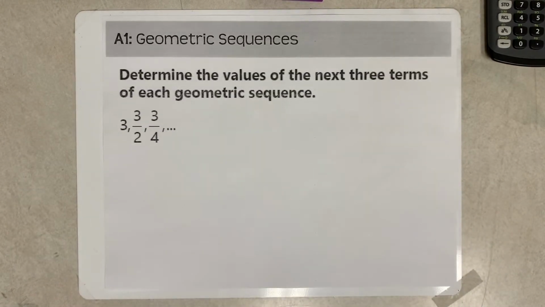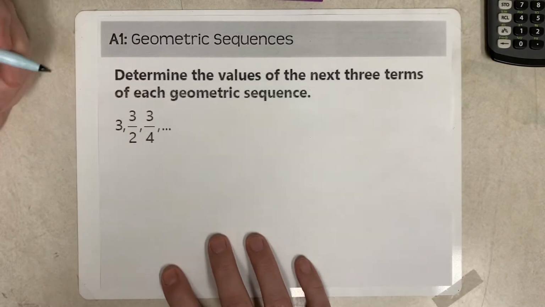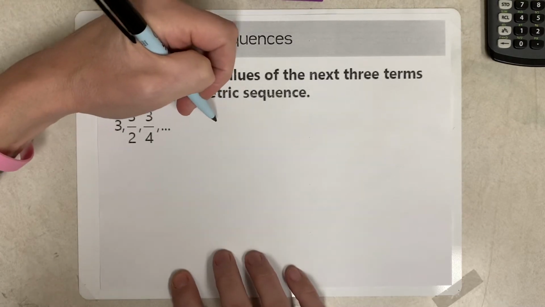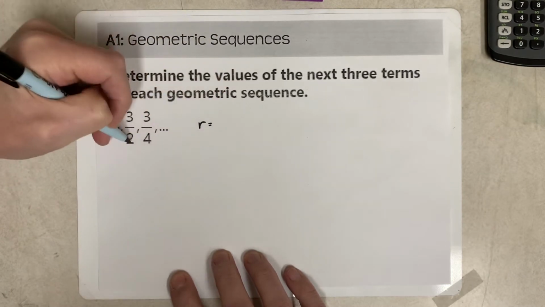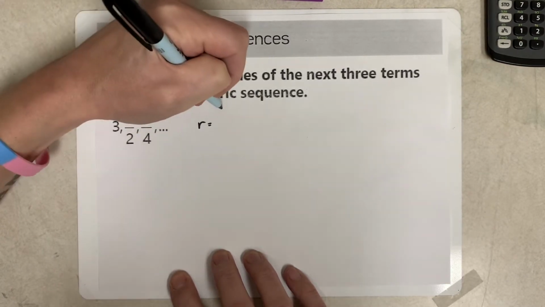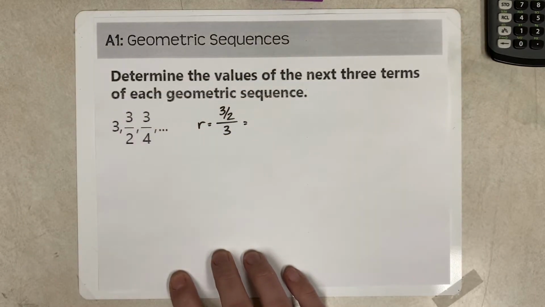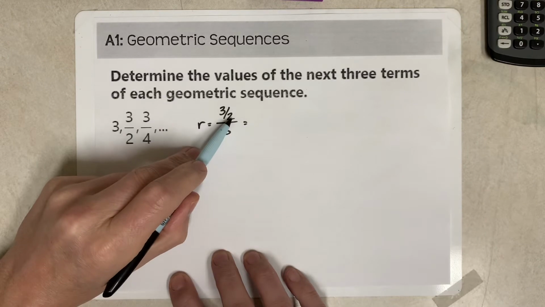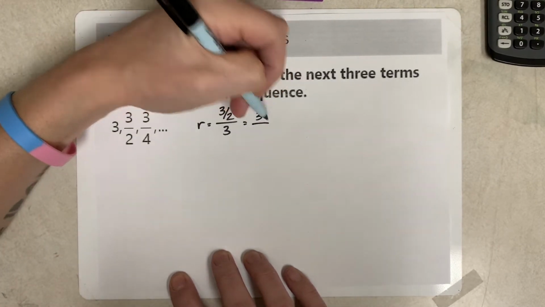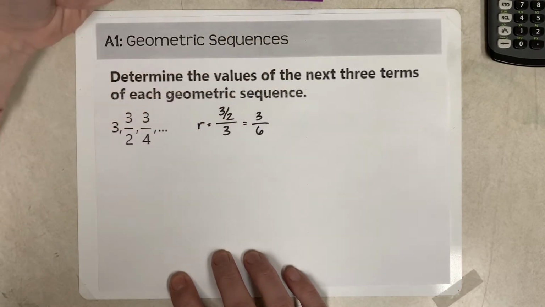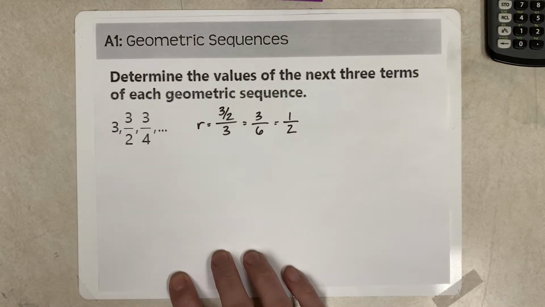This one goes 3, 3/2, and 3/4. So again, don't let the fractions bother you too much. So first thing you gotta do is find the common ratio. So let's do 3/2 divided by 3. If we do 3/2 divided by 3, we find that the 2 right here is going to flip down with the denominator and multiply. So it's going to be 3/6. And then that is going to be 1/2. So we have a common ratio of 1/2.